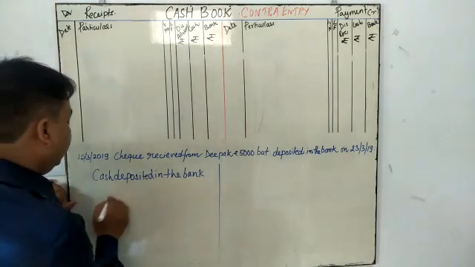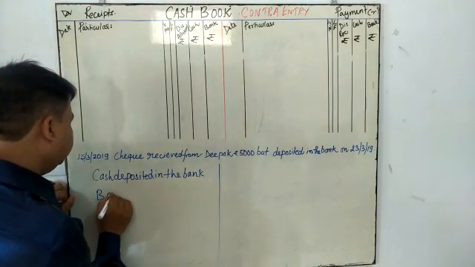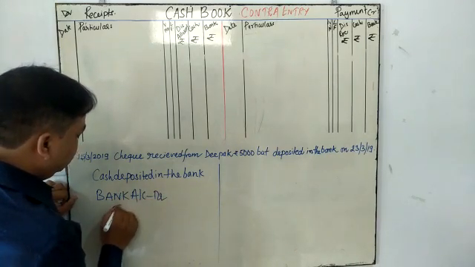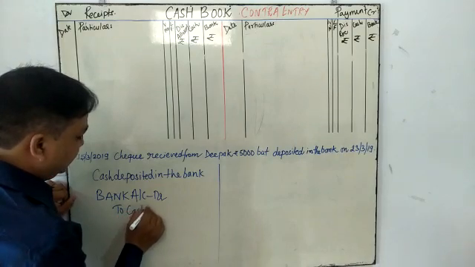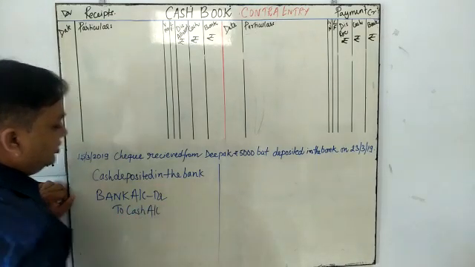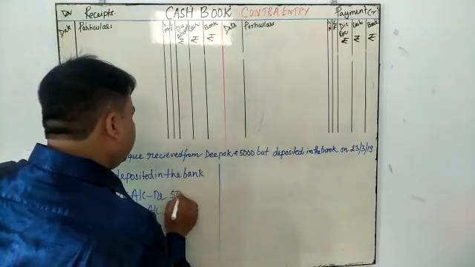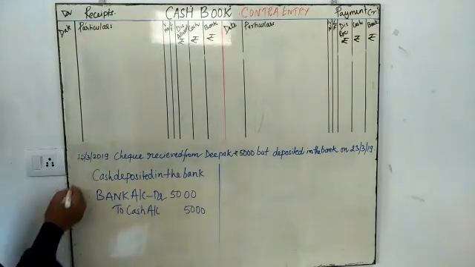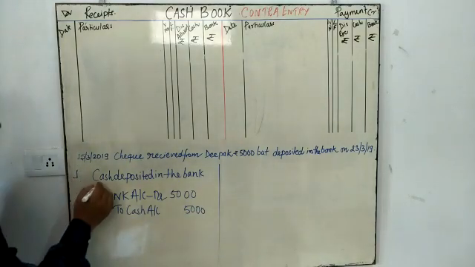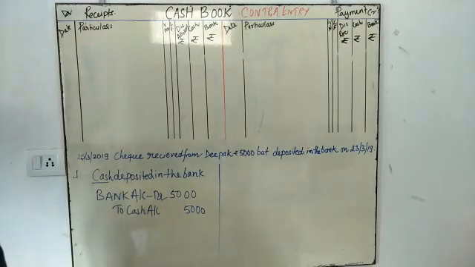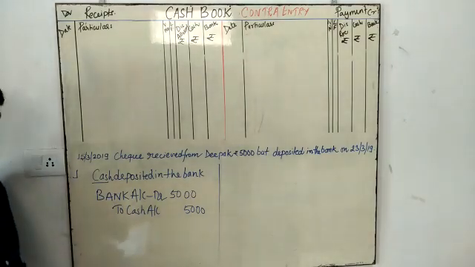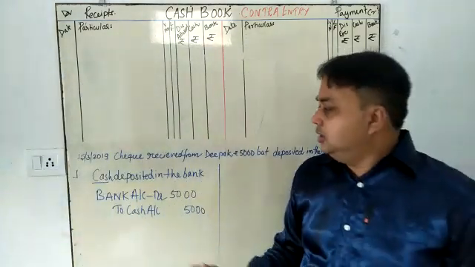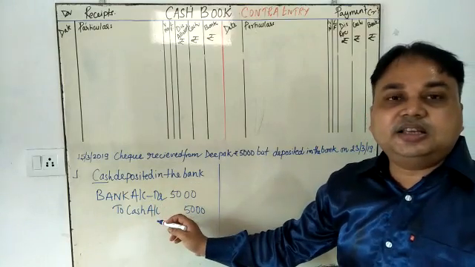Simple. You already know: bank account debited to cash account. It is a journal entry. So let's take an example of rupees 5,000. What do you observe? Cash deposited into bank means your bank balance is going to increase, but your cash balance is going to decrease.